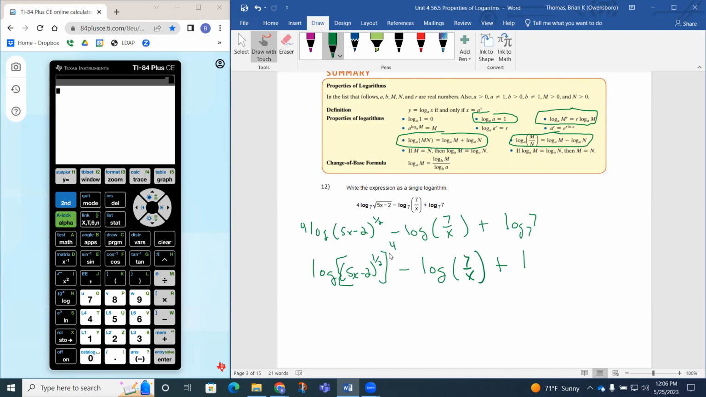Now, if we have a power to a power, we can multiply those together. So half of 4 would be a 2. Or on a calculator, 0.5 times 4, you get 2. So this turns into the log of 5x minus 2 squared minus the log of, and this is all base 7s, I should say. Left that out, didn't I? Base 7s. So the log of 7 over x base 7 plus 1.